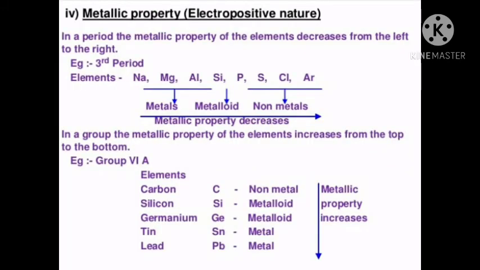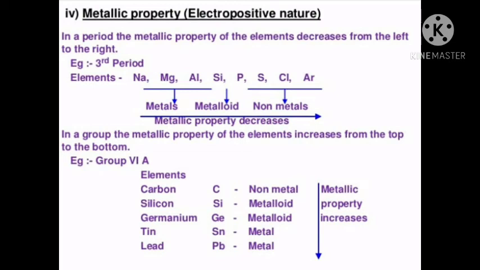Metallic property, electropositive nature. In a period, the metallic property of the elements decreases from the left to the right. Example, third period, elements Na, Mg, Al, Si, P, S, Cl, Ar: sodium, magnesium, aluminium, silicon, phosphorus, sulfur, chlorine and argon. Left hand side, Na, Mg, Al are metals, then Si metalloid, phosphorus, sulfur, chlorine non-metals, argon rare gas.